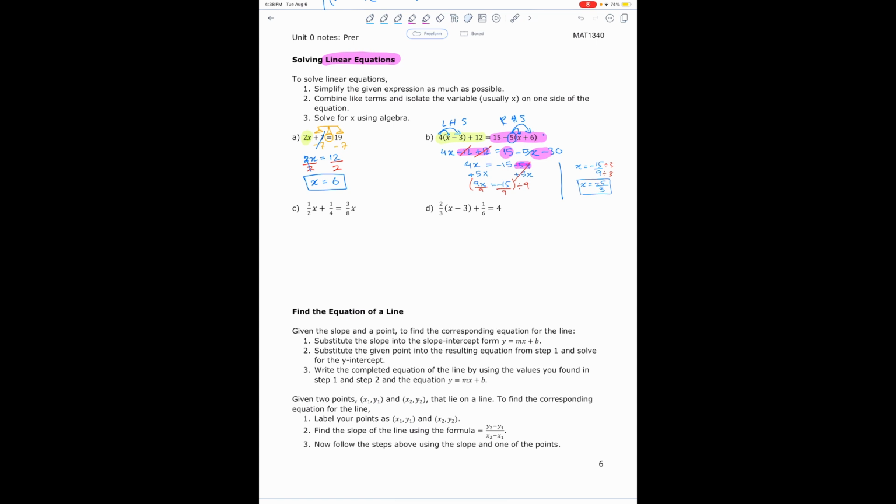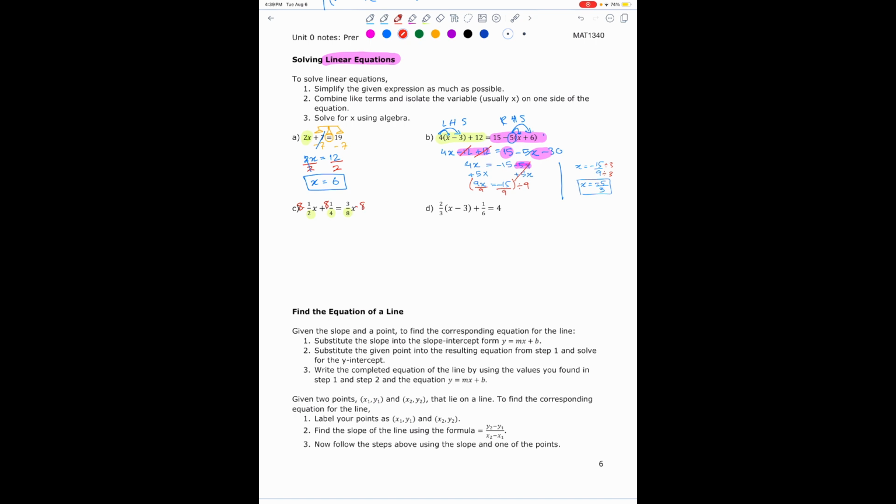Question part C. 1/2 x plus 1/4 equals 3/8 of an x. Notice how I have a denominator here. It is kind of annoying to have these denominators, so we want to remove all of them. So we use the least common multiple. And as you can see here, number 8 would work perfectly to eliminate the 2 and 4 and the 8. So I will multiply everything by 8.